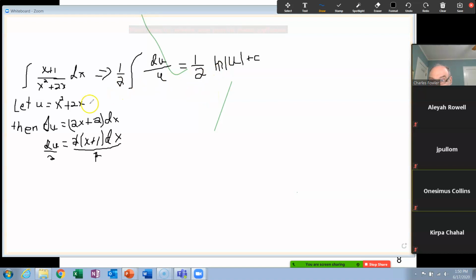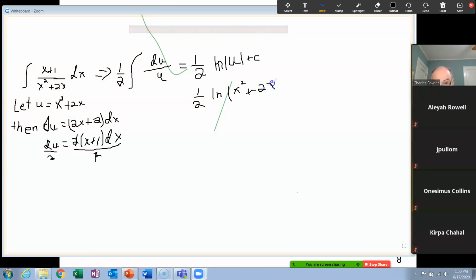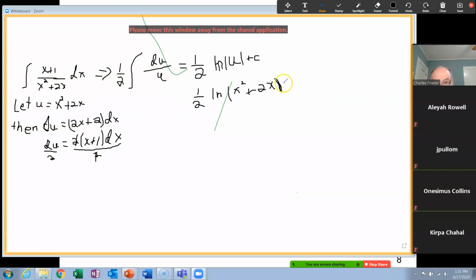Now, the last step is to get back to our x's. So that would be 1/2 the natural log of the absolute value of x squared plus 2x, plus c. That's supposed to be absolute value bars, not parentheses. So 1/2 the log of the absolute value of x squared plus 2x, plus c. Good answer.